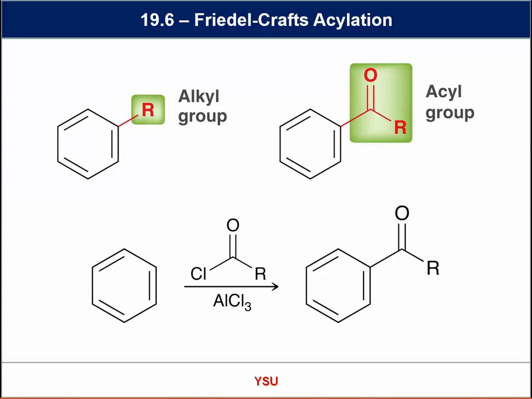So the typical conditions are very similar to the Friedel-Crafts alkylation. We have an acyl halide at the bottom. We still need a Lewis acid to help drag this chloride off, and then we're left with an acyl benzene. This is a very powerful reaction.